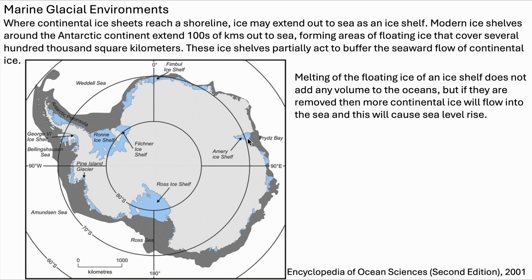Melting of this floating ice on an ice shelf does not add any volume to the oceans. So when these ice shelves melt or break apart, they don't increase sea level, but they do tend to hold ice back behind them. If this ice is freed up, this would definitely increase sea level.